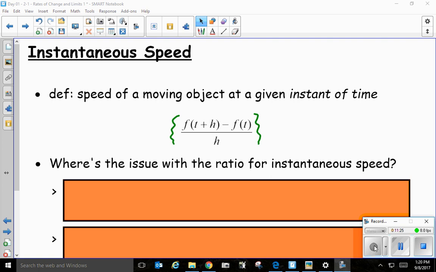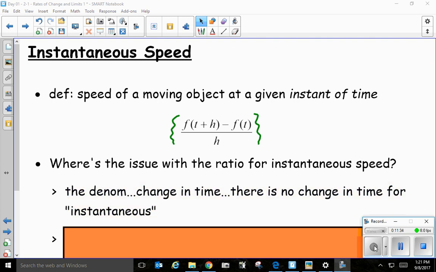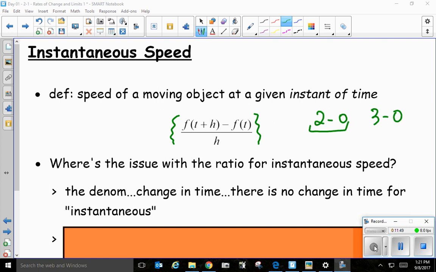Okay, so what's the issue with the ratio for instantaneous speed here? The denominator, which is supposed to represent a change in time. When we did the average, wasn't the denominator like some number? The first problem was 2 minus 0. The second problem was 3 minus 0. Because I wanted an average from when the rock started falling to 2 seconds later.